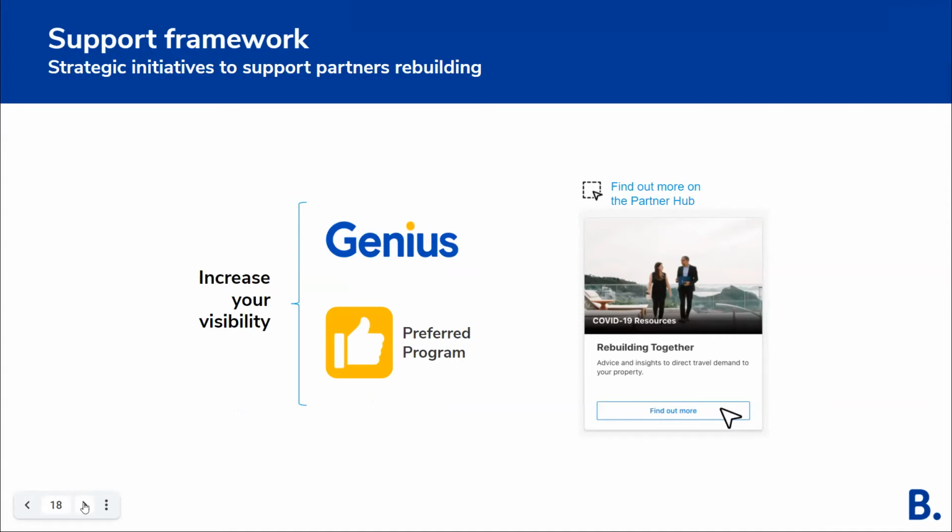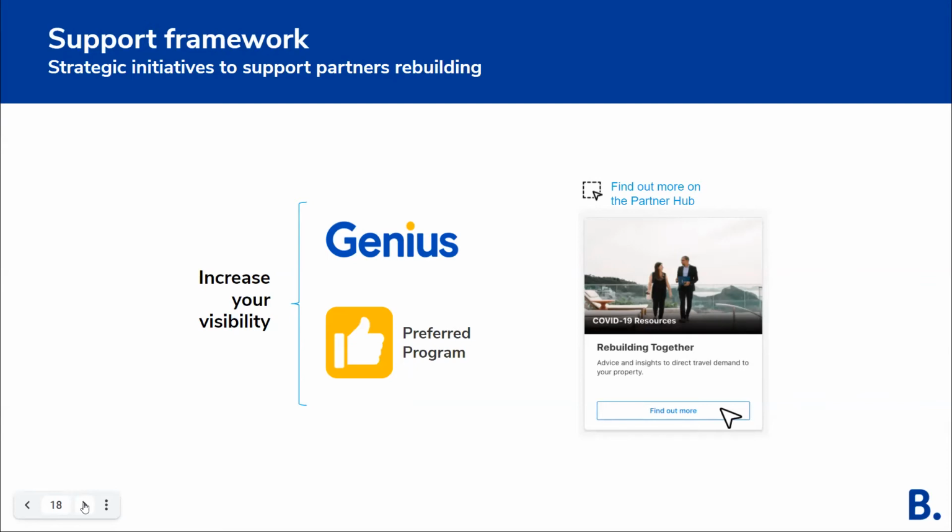And then two of our original programs across Booking.com to really help drive your visibility and long-term performance are the Genius and the Preferred program. The Preferred program is an exclusive program for our top 30% performing properties. And in return for a slightly increased commission, you can get a lot of extra, greater visibility on the platform.